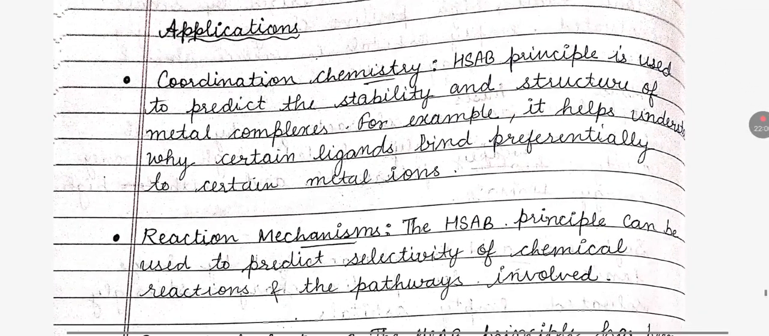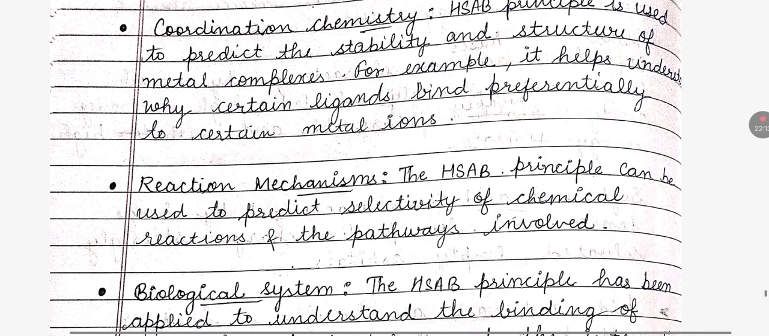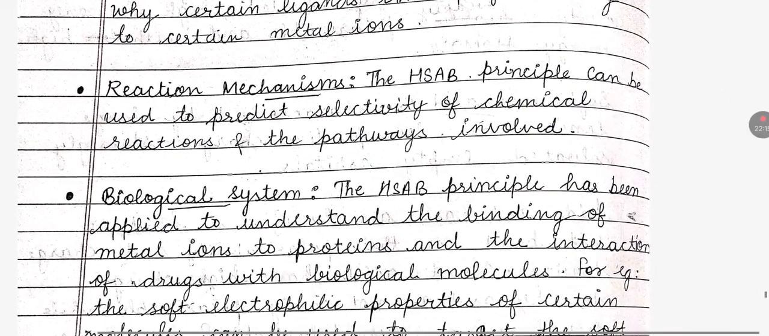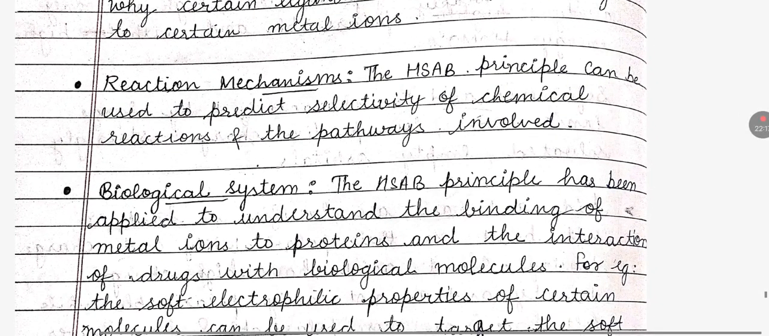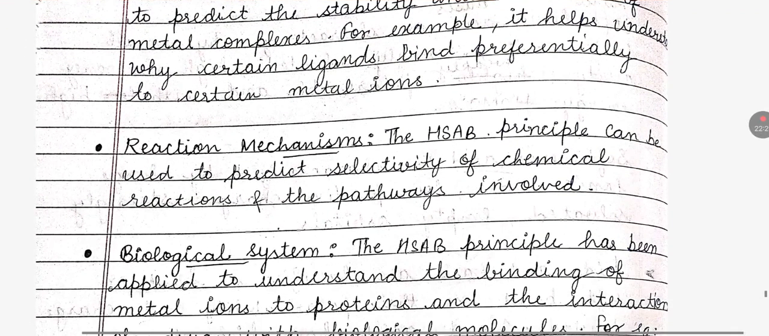Application of the HSAB principle, coordination chemistry. The HSAB principle is used to predict the stability and structure of metal complexes. For example, it helps understand why certain ligands bind preferentially to certain metal ions. A hard acid interacts with a hard base, and a soft base interacts with a soft acid.